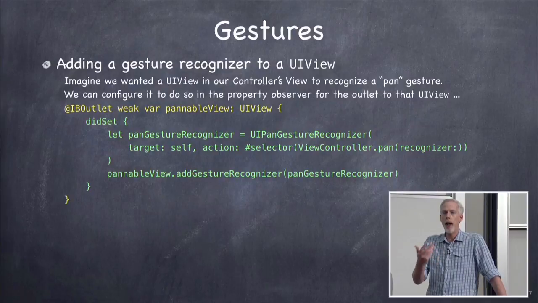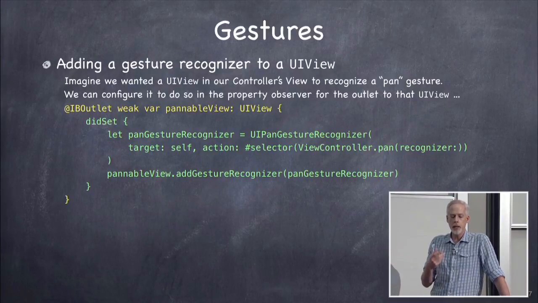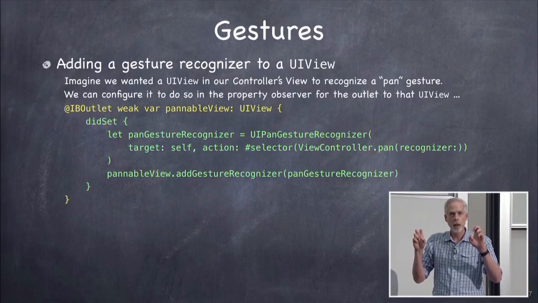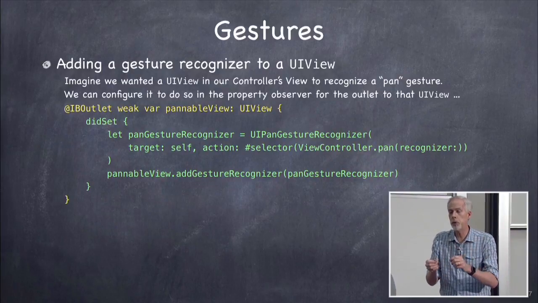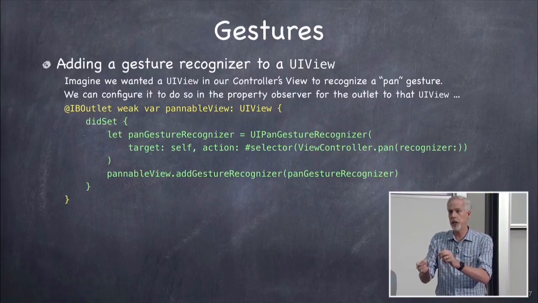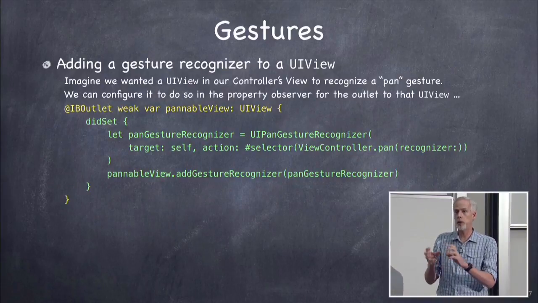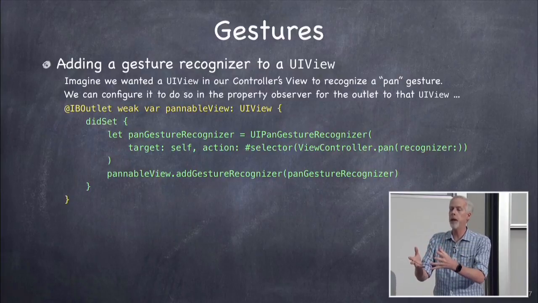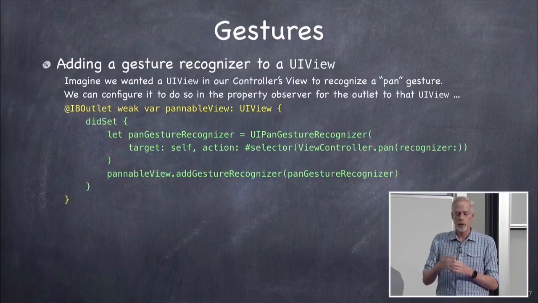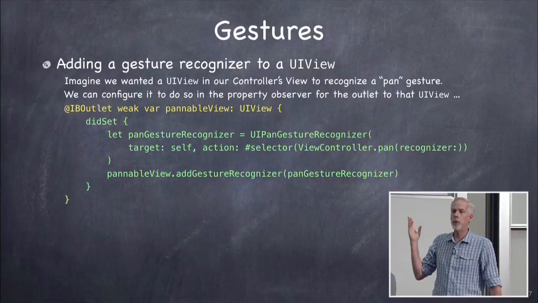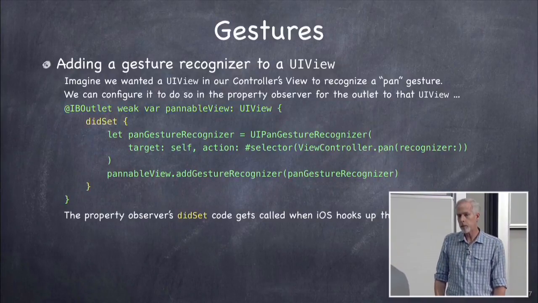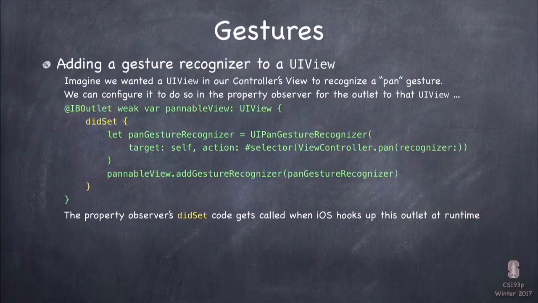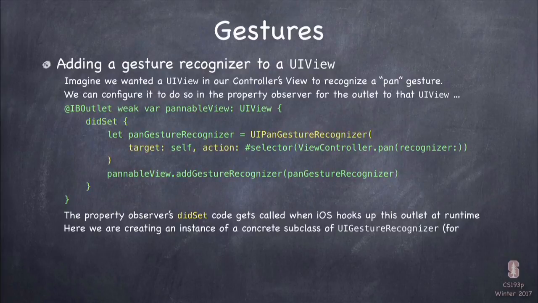A good place to add a gesture recognizer is in the did set of an outlet for that view, because that's as soon as you can get a hold of it anyway. iOS just set that outlet up for you, so now you've got a hold of that view, and you can send a message to that view, add gesture recognizer. So here I have this var, this outlet, called panable view. This is the view that I want to add the pan gesture to. You can see that in its did set, in other words, when iOS wires this up, I'm going to do this add gesture recognizer.